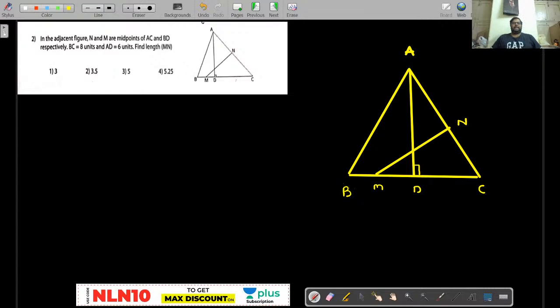Now observe here, in the adjacent figure, N and M are midpoints of AC and BD respectively, is the question asked. And BC is given as 8 units. Now I'll write this down clearly. BC is given as 8 units. Now AD is given as 6 units. Now you are asked to find out the length of MN. Right? Any idea how to solve this question? I have discussed the same basic with you.